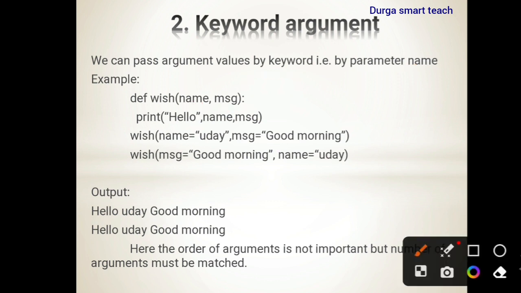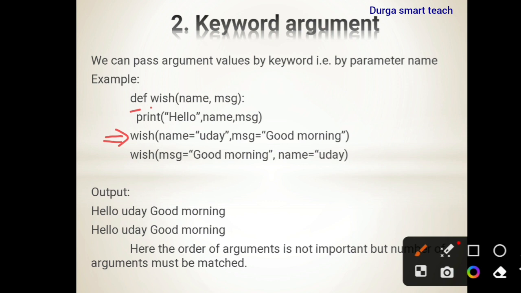Here def is a keyword, then the function name, and name comma message. Name and message are two parameters. Next it contains print hello name comma message. So first I am calling the function named wish. Wish name contains Uday. Next message is equal to good morning.